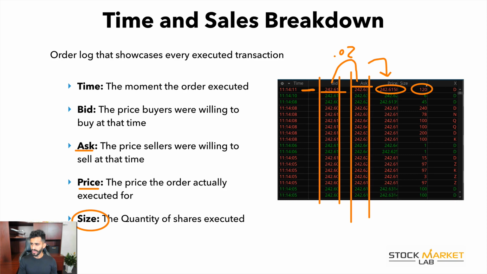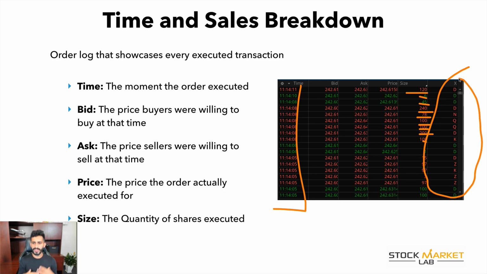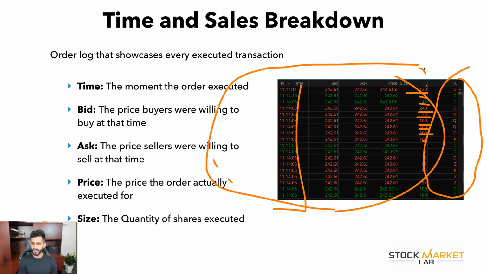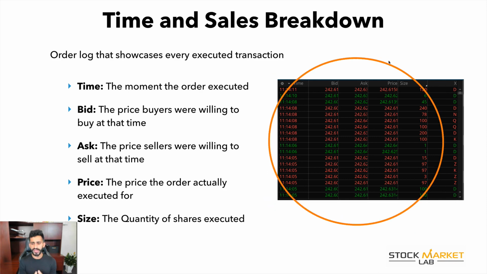And the order quantity, which is the size, represents the quantity of shares executed. You can see 120, 6, 45, 240, 78, 100, 100, 200, 100, 1, 15. It's showing us each and every single transaction and the time. And the last thing we have is the exchange, the ECN that's used, which we don't really need to focus on at the moment. But this is what we need to understand. We need to be able to read this, and I'll show you live examples in a bit. We need to be able to read this and understand who is in control, right?